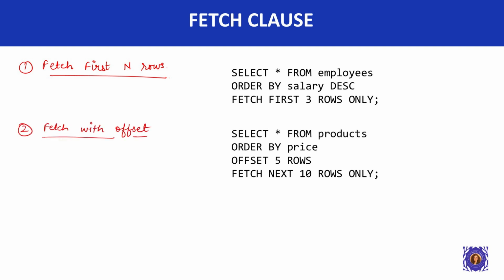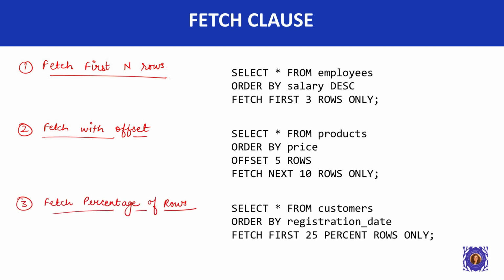Next, we're implementing pagination. Offset 5 rows means skip the first 5 rows. Then fetch next 10 rows only means give me the next 10 rows after those we skipped. So if you think of your results as pages of 10 items each, this query would give you page 1, after skipping page 0. For page 2, you'd use offset 15 rows. For page 3, offset 25 rows, and so on.